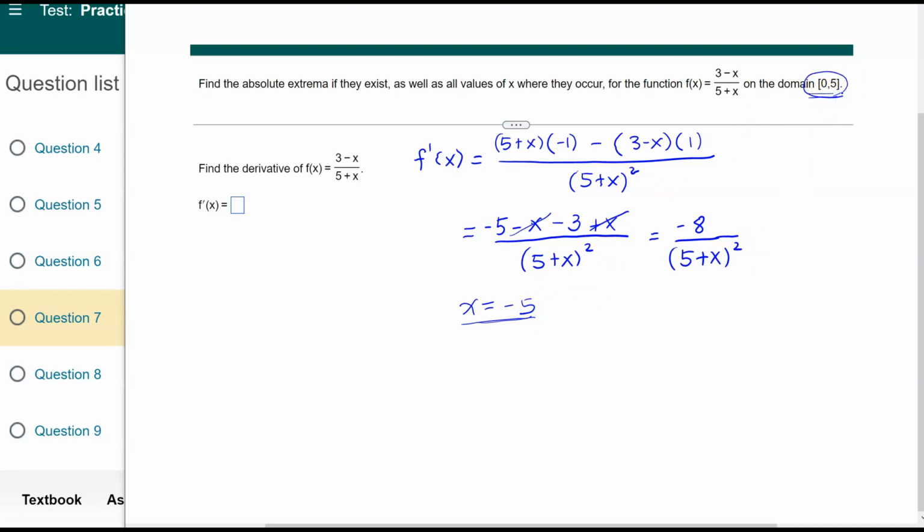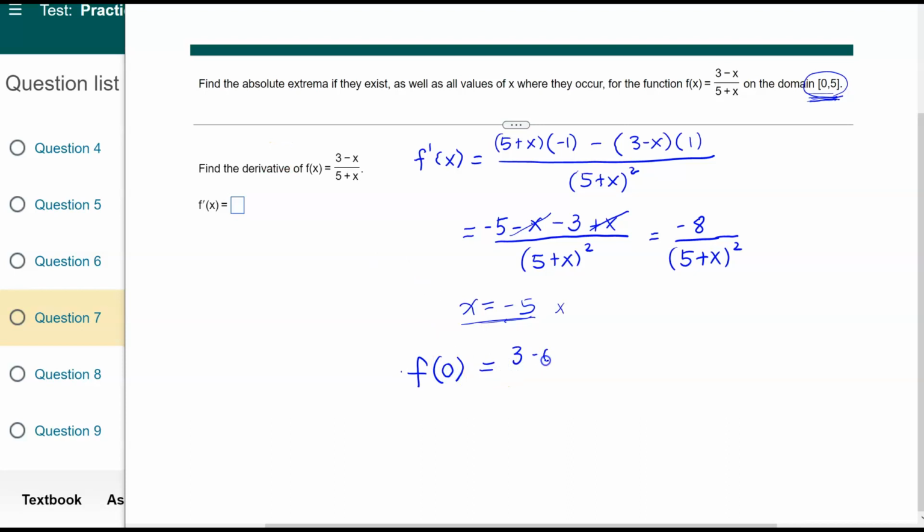So that means we're not going to include this as a possible location of our absolute extrema, because we're only considering the absolute extrema on this closed interval here, and this is outside that closed interval. So we'll just go ahead and plug in the endpoints here, 0 to the function.